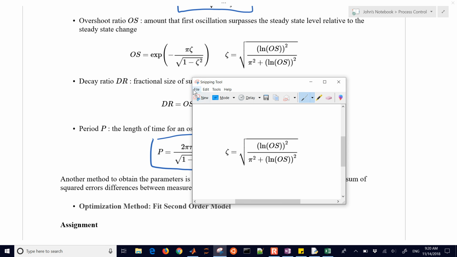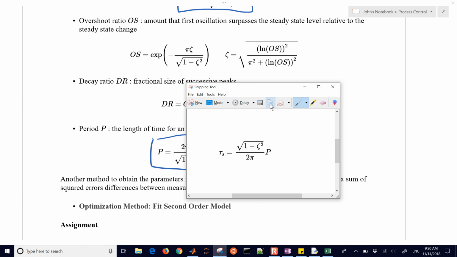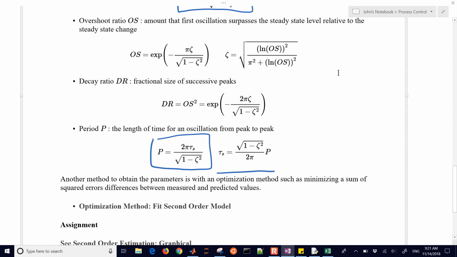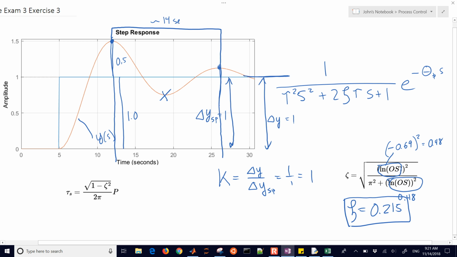So let's just grab this one. Okay, and then come back to our sheet here, and I'll paste that here. Okay, so we need the period, the amount of time between the peaks. And so here are the 2 peaks. You don't use this one down here. It's the full cycle of the oscillation. And so if we come down here, you just have to estimate it graphically. But this is about 14 seconds.